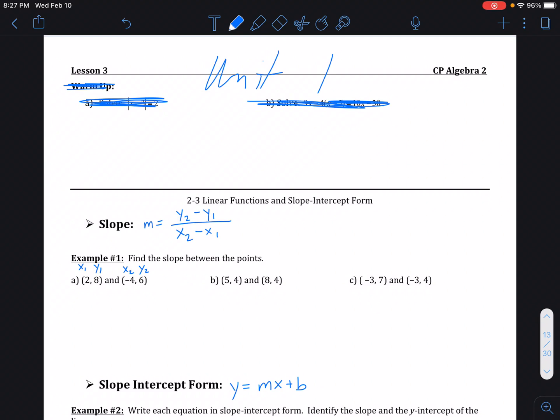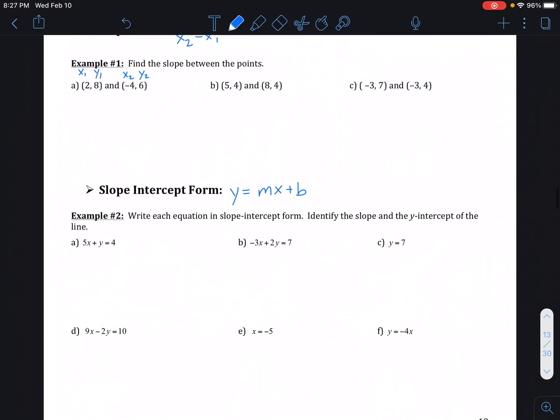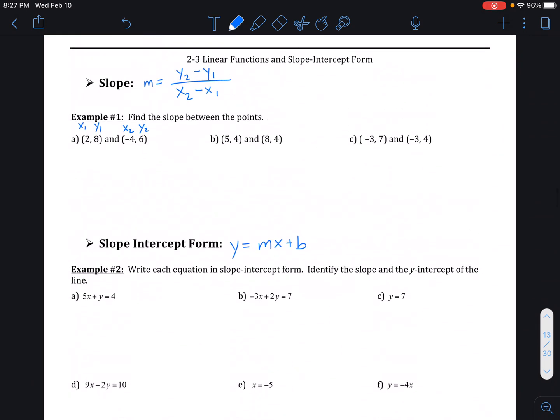Hey guys, welcome back to Unit 1. We're going into Lesson 3. It's another refresher lesson from what you've seen in Algebra 1. So, our section here, we're going to be talking about linear functions and slope-intercept form. The theme is graphing lines. But before we get into graphing lines, we need to learn a certain feature about a line.